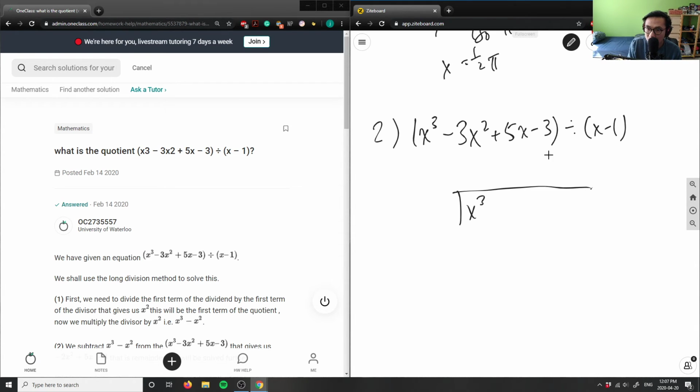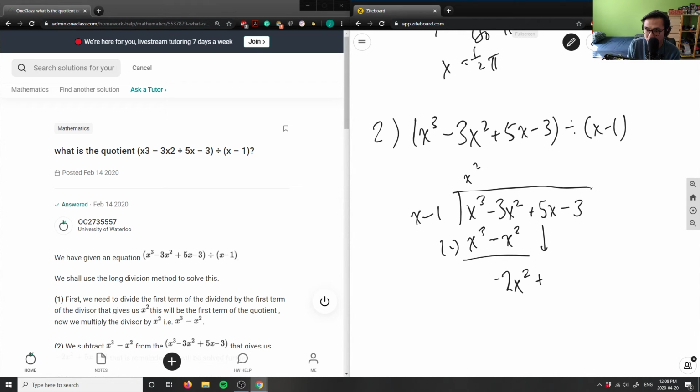I have x cubed minus 3x squared plus 5x minus 3, and I have x minus 1 here. I'm taking x minus 1 and multiplying by something to get x cubed. In this case, I'm multiplying by x squared, which means x squared times x gives x cubed. X squared times negative 1 is minus x squared. And this here I'm subtracting. Negative 3 minus negative 1 would give me negative 2x squared. I bring down the plus 5x here.